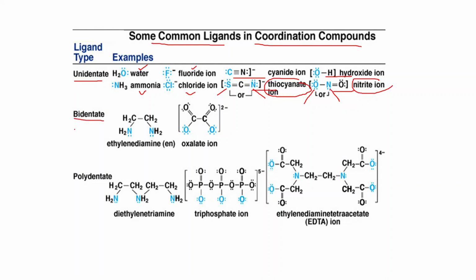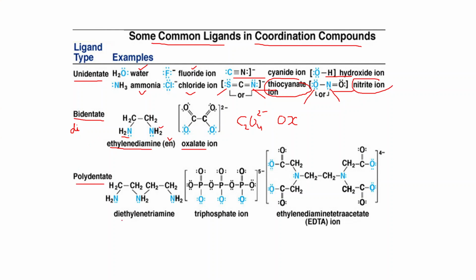This is bidentate or didentate. Ethylene diamine, as an abbreviation, this is written as EN. This is NH2, CH2, CH2, NH2. This is a neutral ligand. This is oxalate ion. This is also written as C2O4 2 minus, and in abbreviated form this is also written as OX.